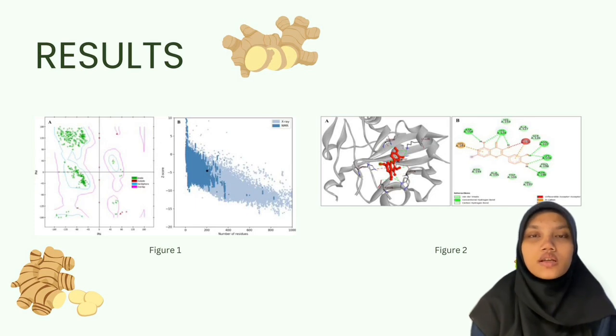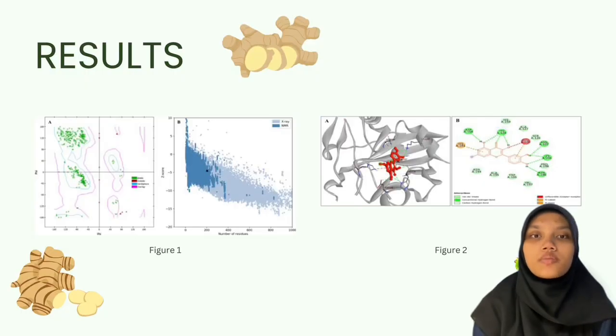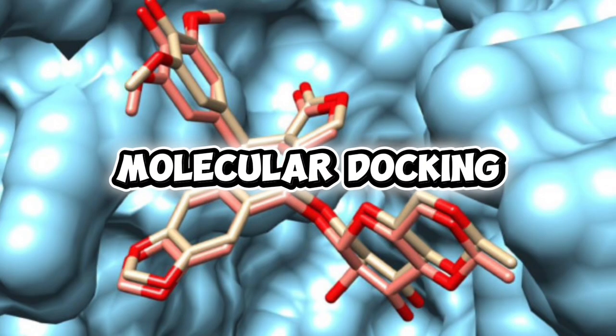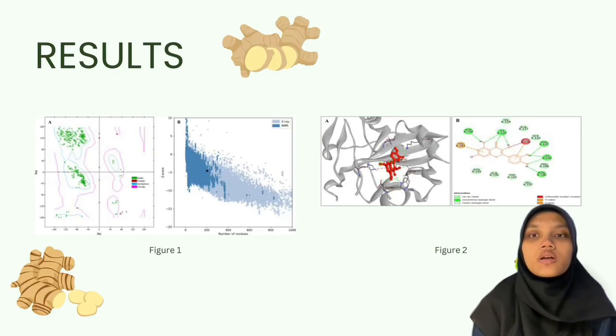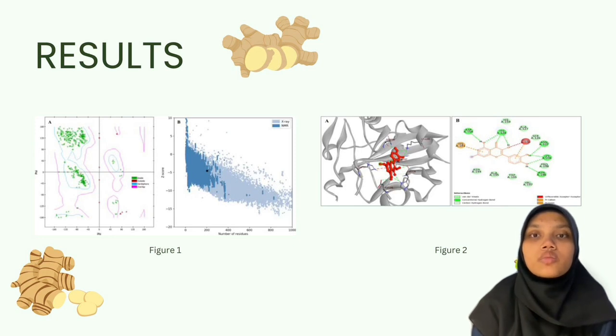For the results of our study, we first validated the structure of the NLP protein before running the docking test. As shown in Figure 1, the Ramachandran plot shows that most amino acid residues are located in the favored regions, meaning the protein model is stable and reliable for computational analysis. Next, molecular docking was performed on 55 phytochemicals. From these, 3 compounds showed the strongest binding to the NLP protein: quercetin with -7.7 kilocalories per mole, nicotinamide with -7.6 kilocalories per mole, and rutin with -7.4 kilocalories per mole. These negative binding energies indicate favorable interactions.